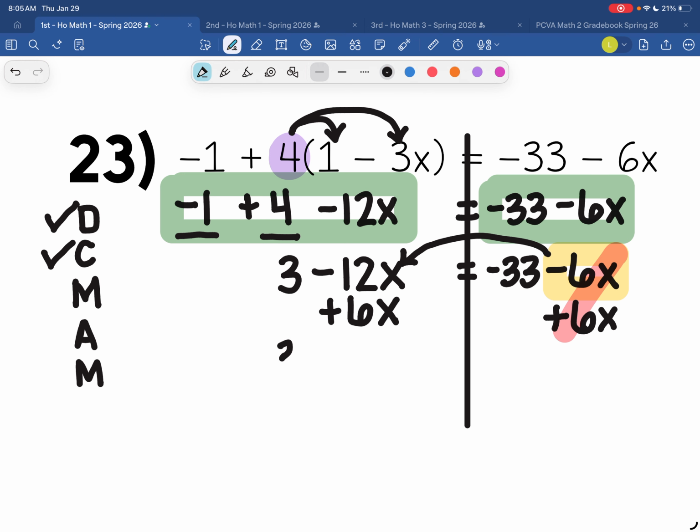All right, so -6x and +6x, those go away. So we're now left with 3, and then we combine -12 and 6, which is going to give me -6x here. And that's going to equal -33.